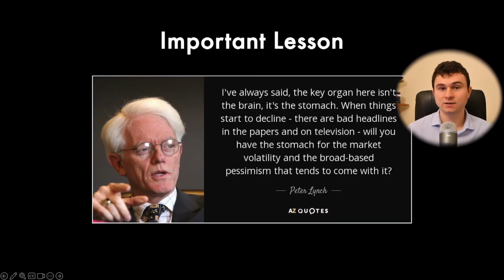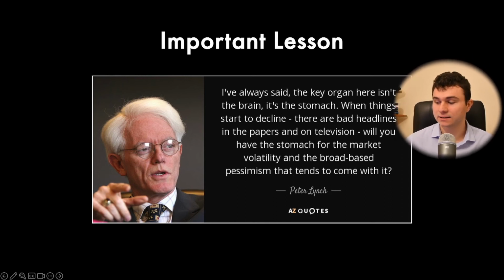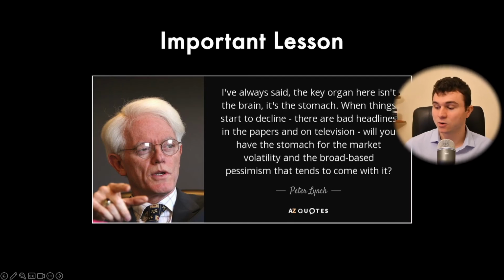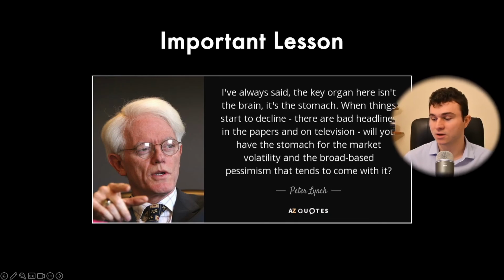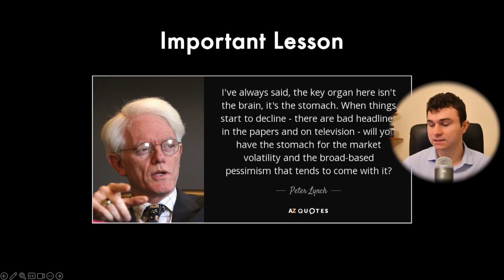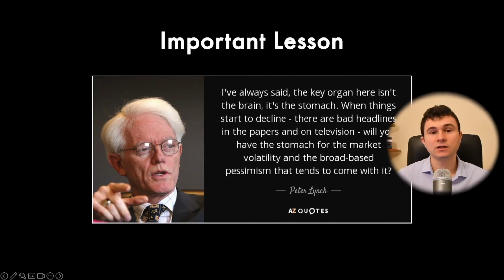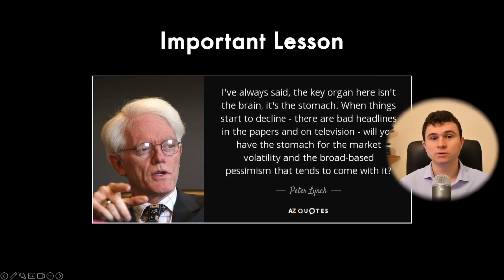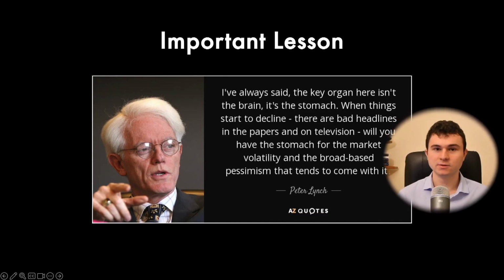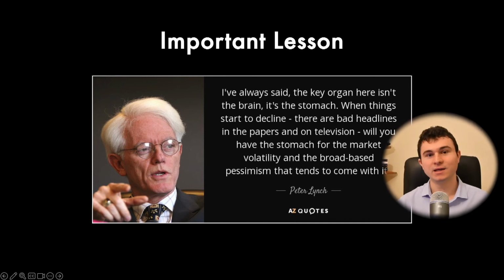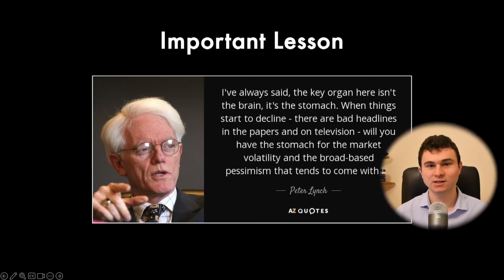And one of the best investors of all time, Peter Lynch, said that the key organ here is not the brain, it's the stomach. When things start to decline, there are bad headlines in the papers and on television. Will you have the stomach for the market volatility and the broad-based pessimism that tends to come with it? Because if Netflix, for example, starts to lose subscribers, it will be everywhere in the news. It will be on the Twitter feed. It will be everywhere. And you will see your investment losing 60%, 70% of its value.